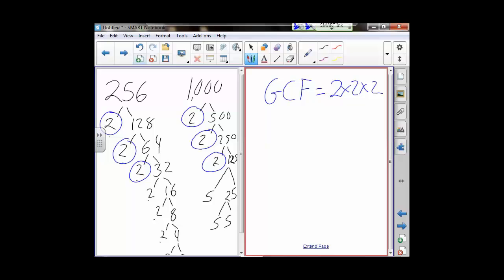You guys remembering this? Or no? Yeah. Okay, yeah. Some of you are looking at this with fear and trepidation, which means you're kind of freaked out. All right, so what is 2 times 2 times 2? 8. Okay, because 2 times 2 is 4, times 2 is 8, all right? So I got a GCF of 8.